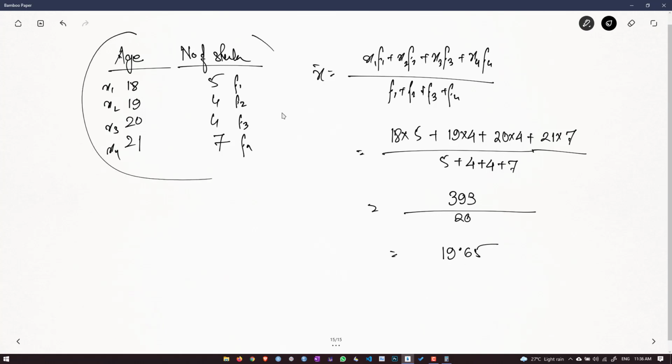So that means in this data set, the age varies from 18 years to 21 years, right? There are 5 people with the age 18, 4 people with the age 19, 4 people with the age 20, and 7 people with the age 21. So if we calculate, we find that the average age of all of those 20 students is 19.65, right? So 19.65 is the value that represents the center for this particular data set. So this is one way of calculating arithmetic mean.